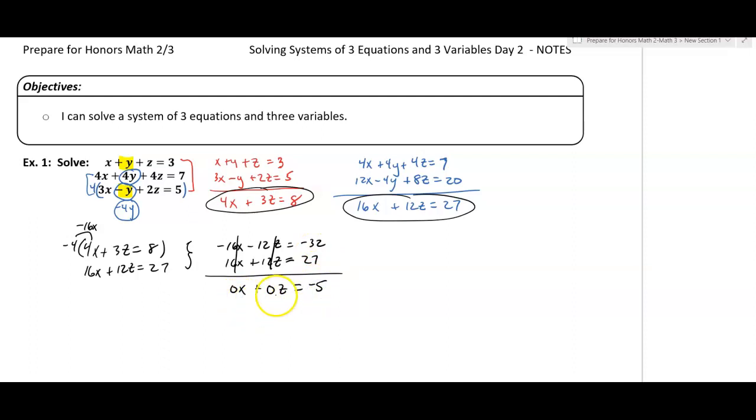0 times x is 0. 0 times z is 0. Does 0 equal negative 5? I have no variable to solve for. That's a false statement at the end. Since I can't solve for any variables, this would be no solution.